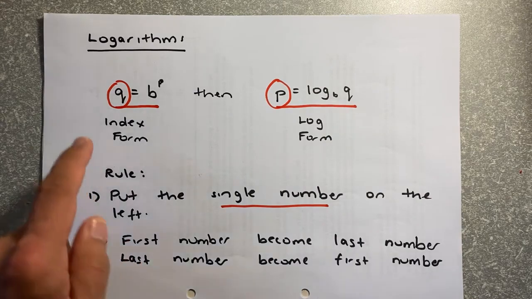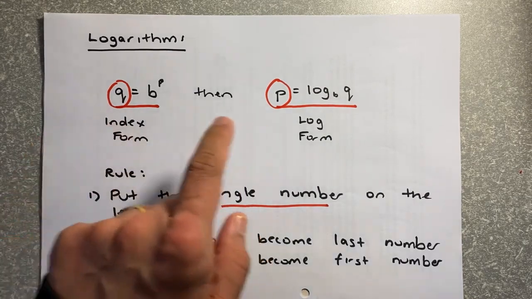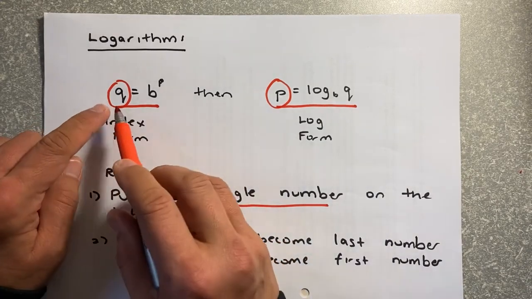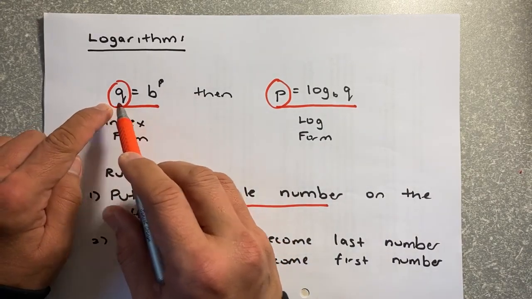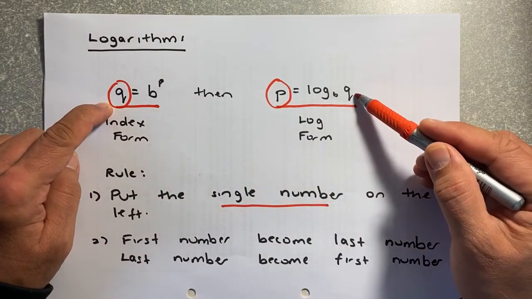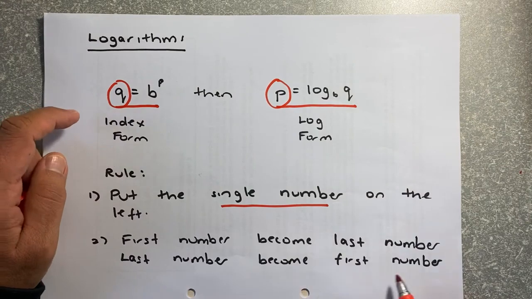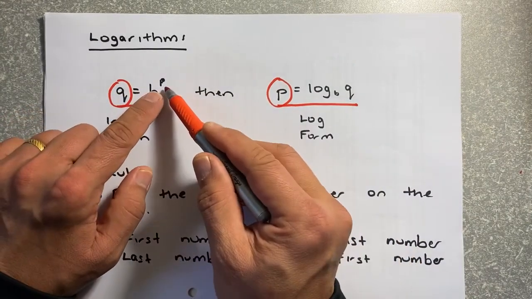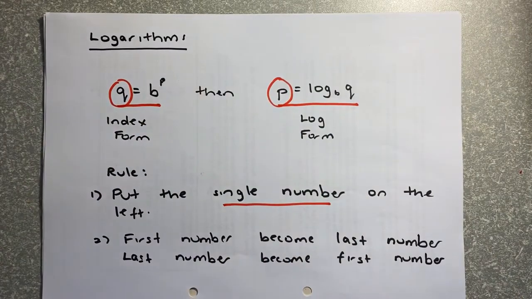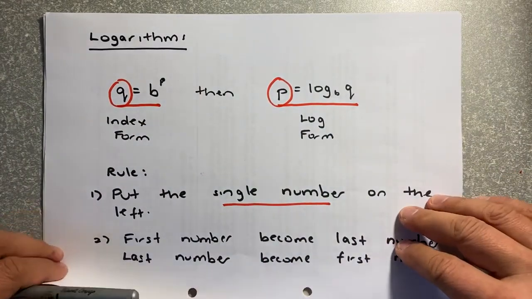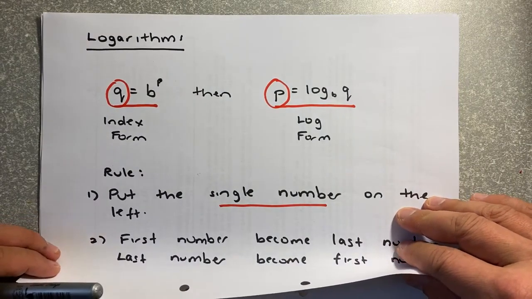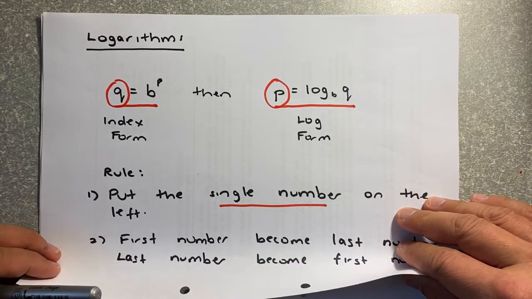Then the first number of the index form or the first number of the log form becomes the last number. So for example, Q, if you change into the log form, ends up as the last number at the end. And the last number becomes the first number, so the P in front. This is how you remember, and you need to remember this formula to solve these equations. Okay, we shall look at some examples and work through logarithm.